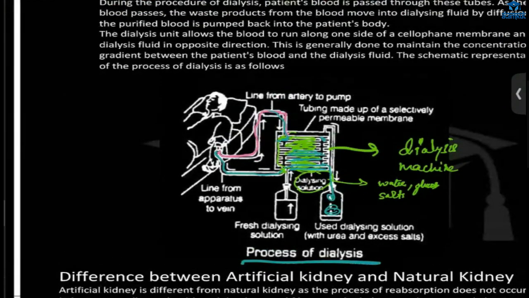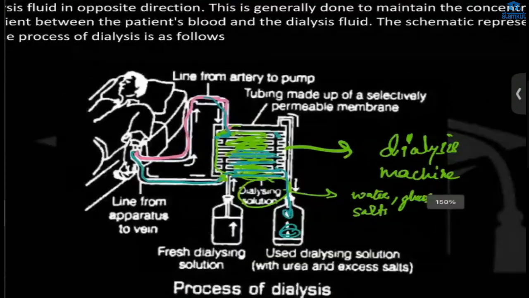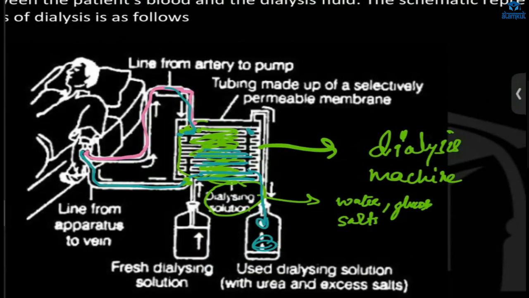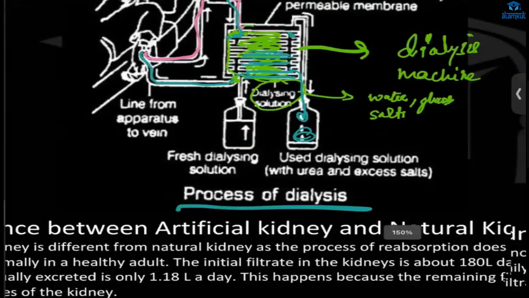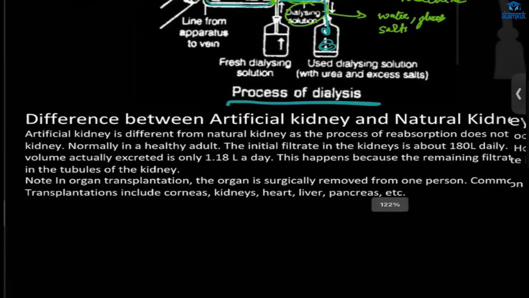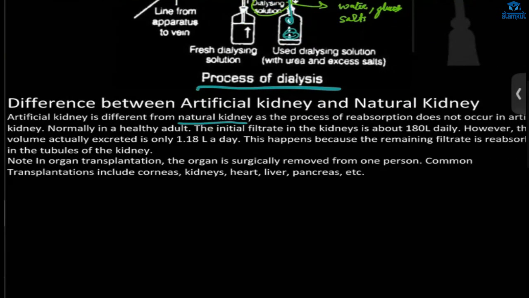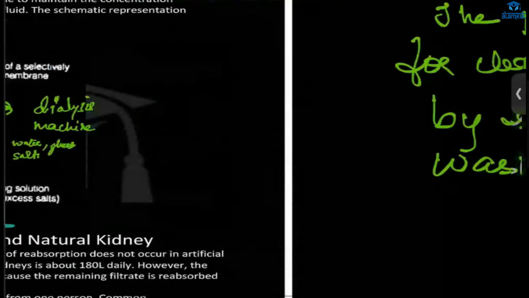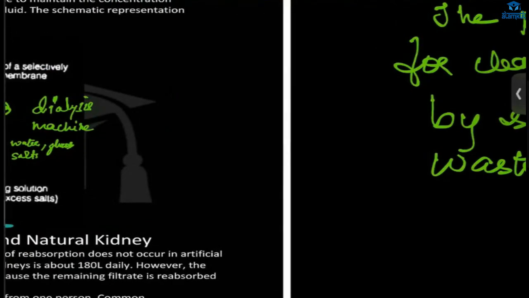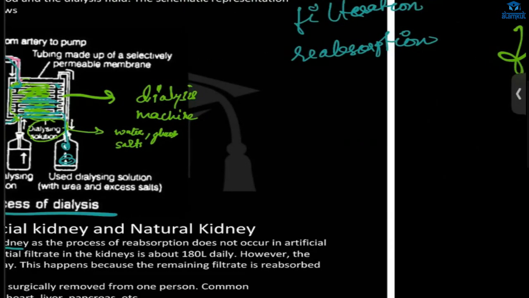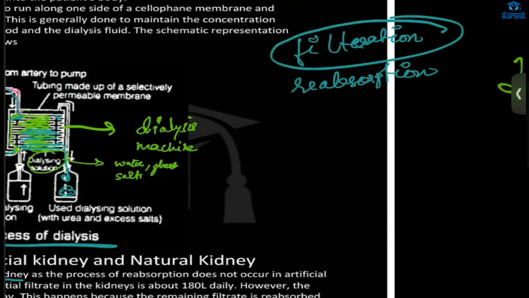Ma'am, the process of dialysis, is it effective or not? Yes, it is effective. But ma'am, does it clean the blood completely? Yes, it does clean. See, it is different from the natural kidney. Because in the kidney, there were two processes, filtration and also reabsorption. Here, in the case of the artificial kidney, there is only filtration, not reabsorption.